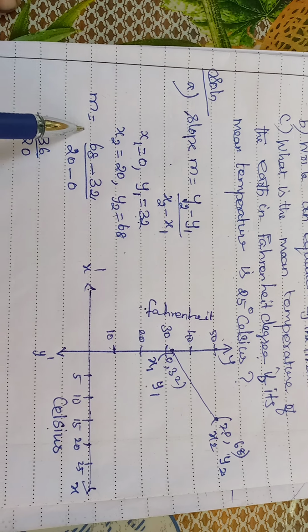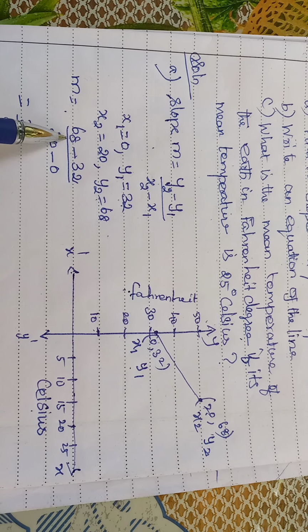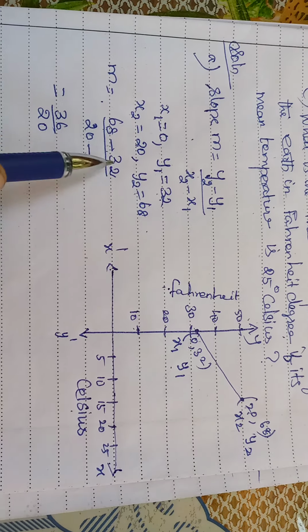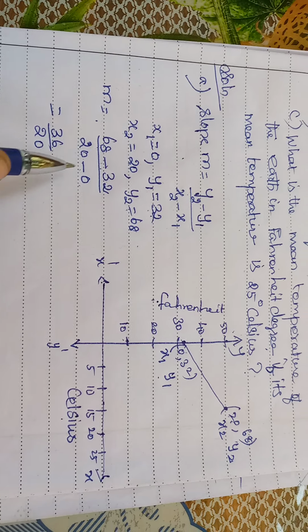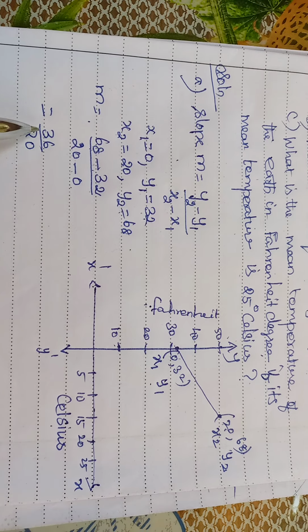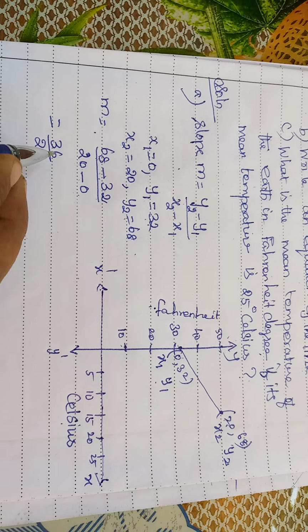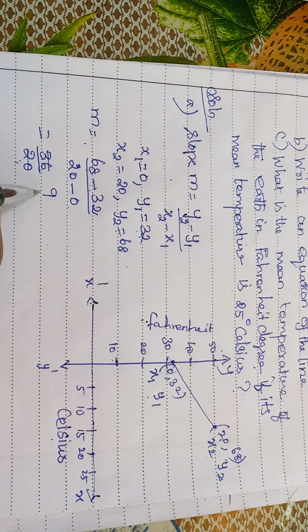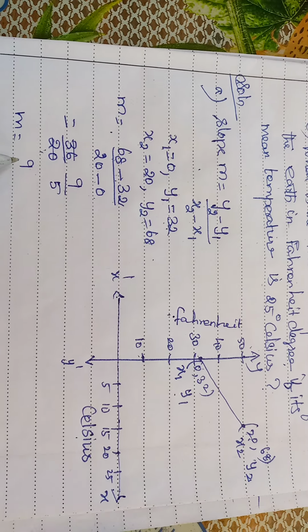Let's substitute these values in this formula. We get 68 minus 32, that is y2 minus y1, by 20 minus 0. Let us subtract. We get 36 divided by 20. Shall we cancel using the 4 table? 9 4s are 36, 5 4s are 20. Therefore slope m is equal to 9 by 5.